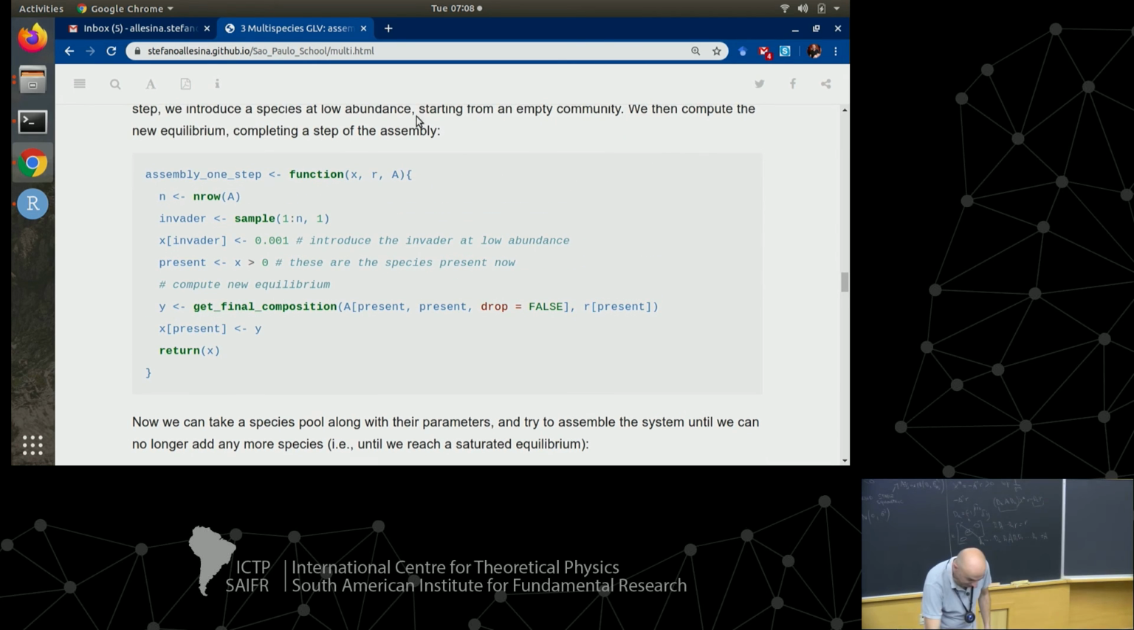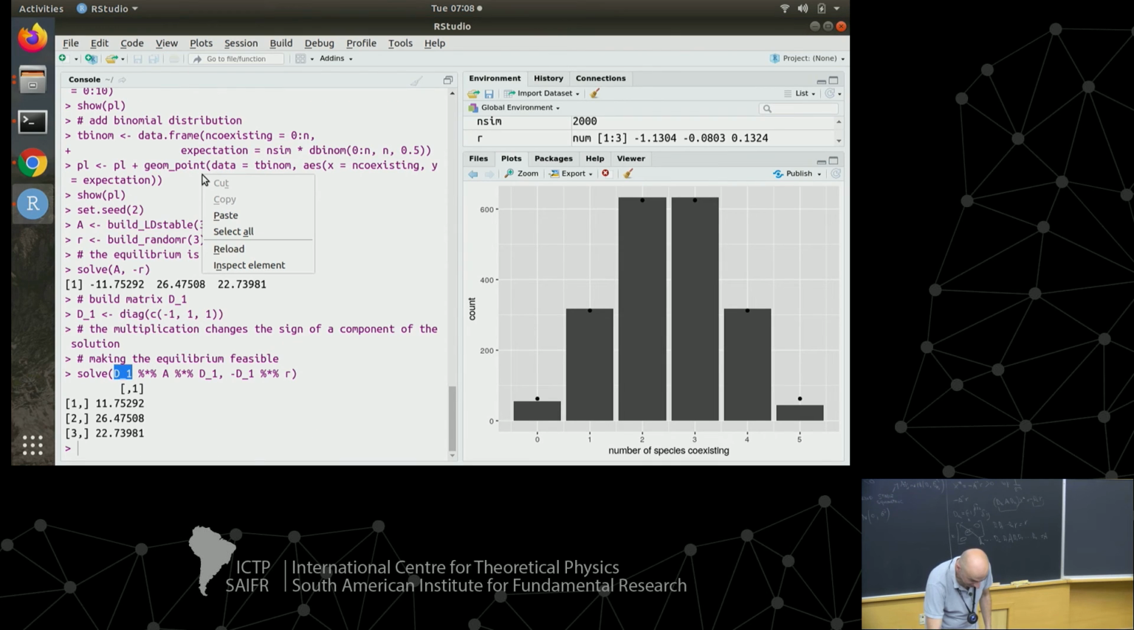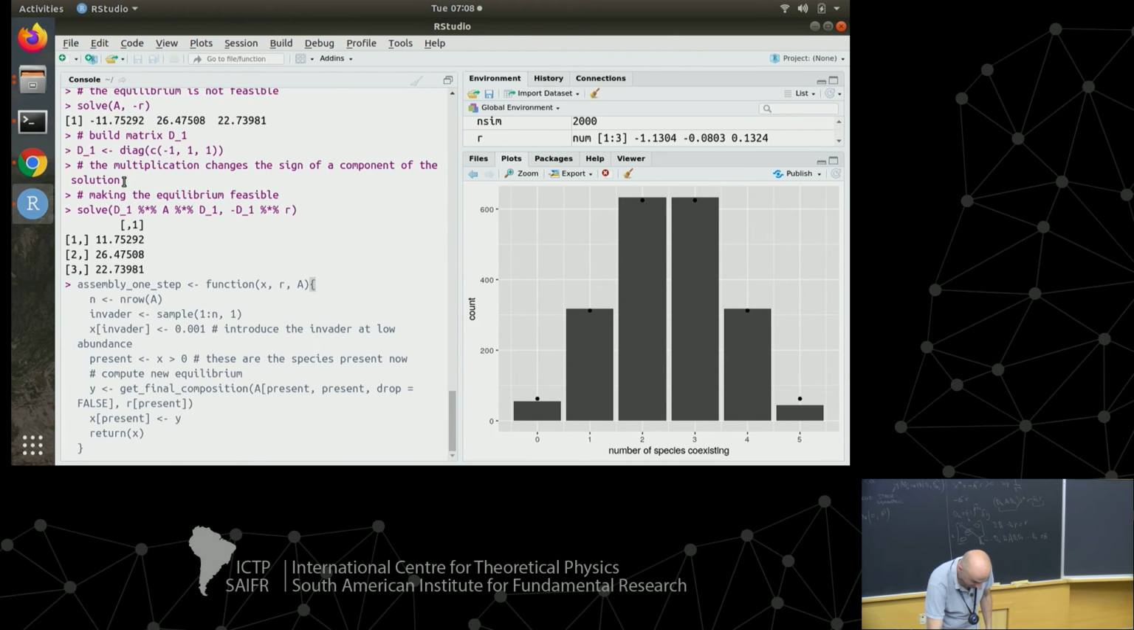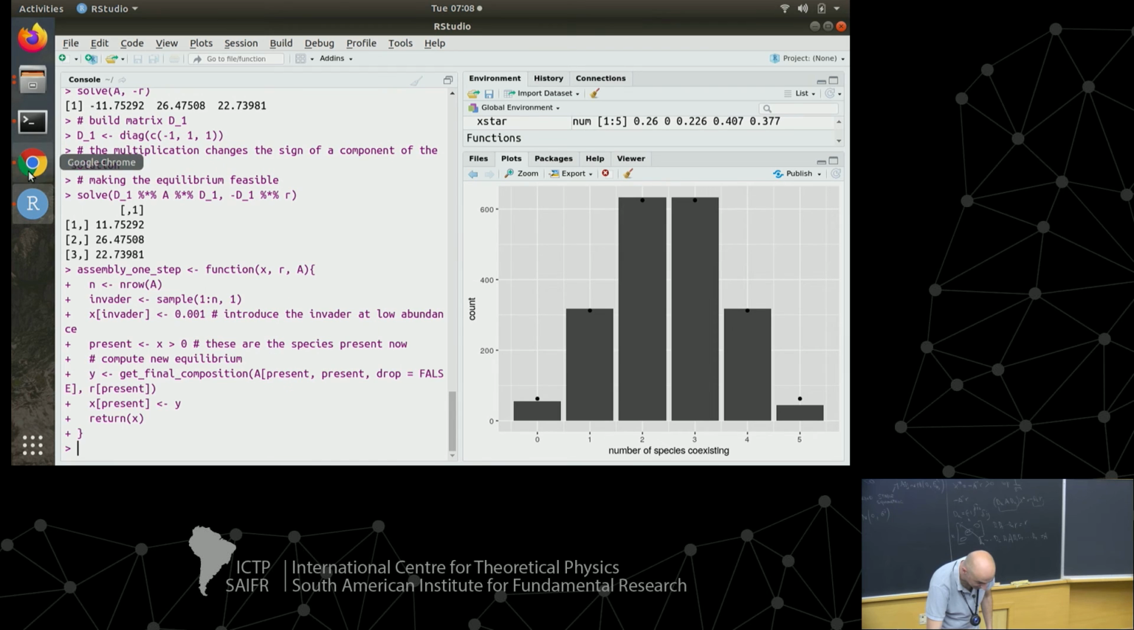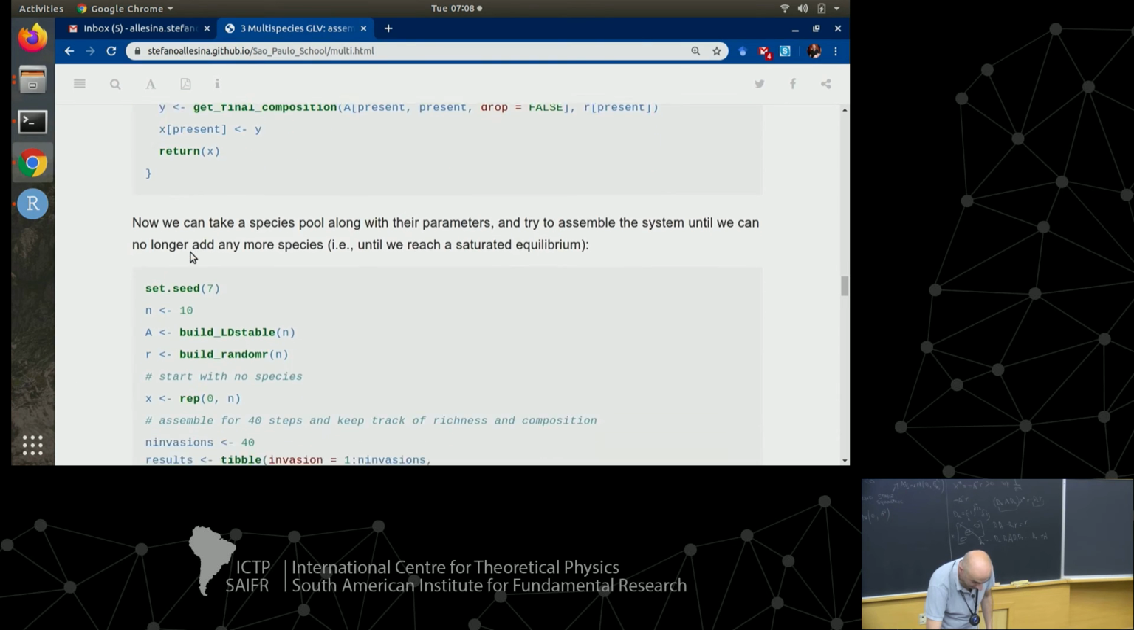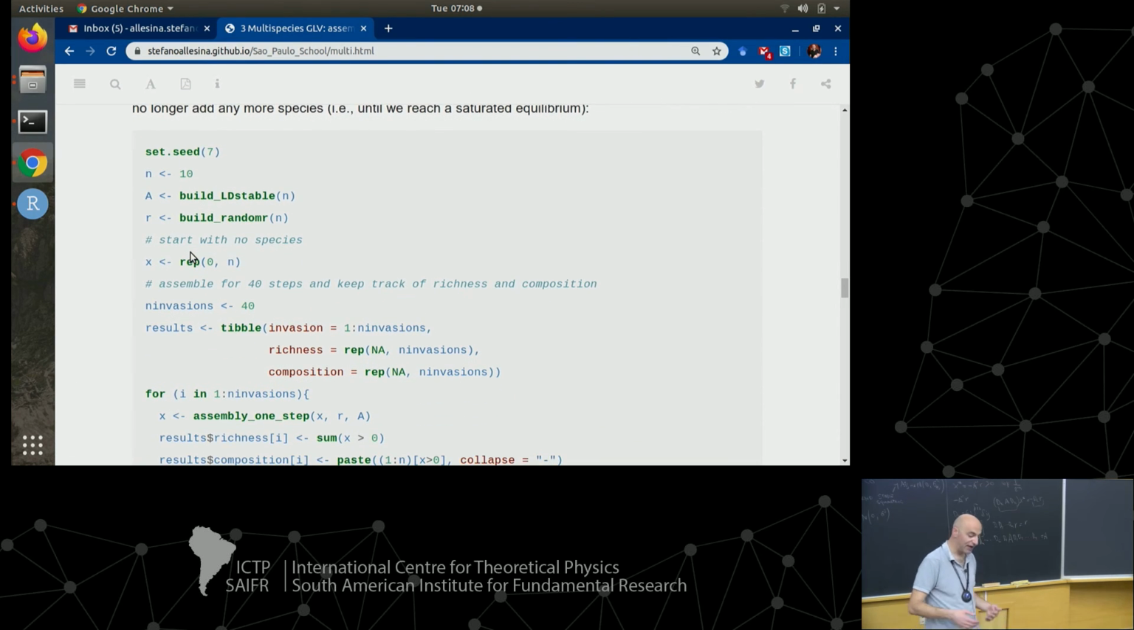So let me try just this process, and then we can comment on what's going on here. These are the functions that we need. And now I'm going to start a system where there's a pool of 10 species. I build the matrix, I build the vector, start with 0 species. All of them are absent initially.